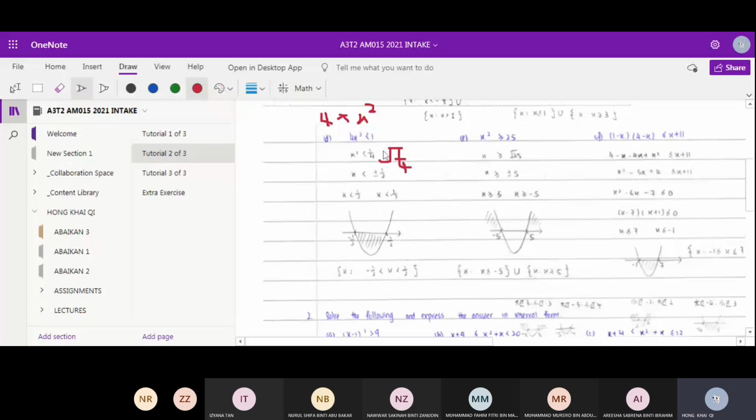Okay, and then the square becomes square root. When we square root, we get plus minus for the answer. Because negative 1 over 2 times negative 1 over 2, you get 1 over 4 also. And positive 1 over 2 times positive 1 over 2, the answer is 1 over 4 also. So therefore, there will be plus and minus in the answer.